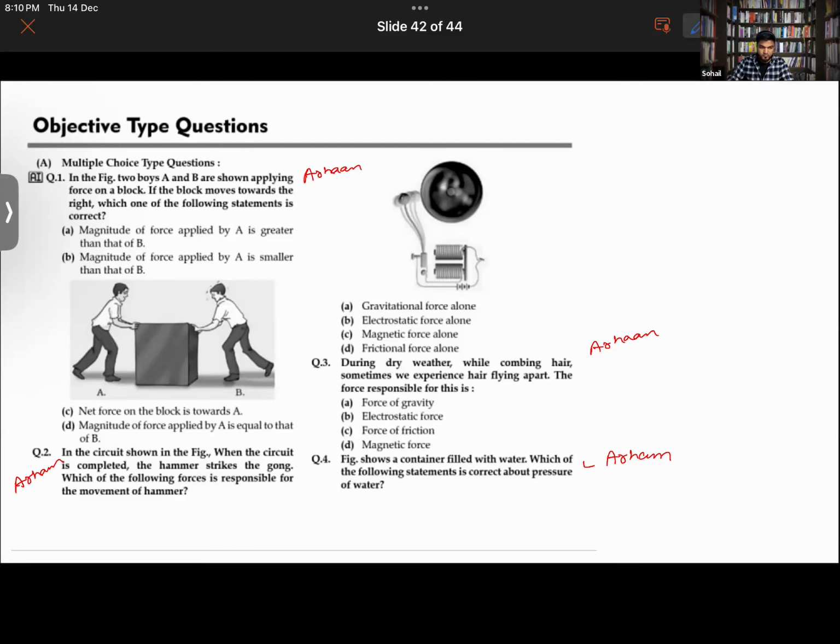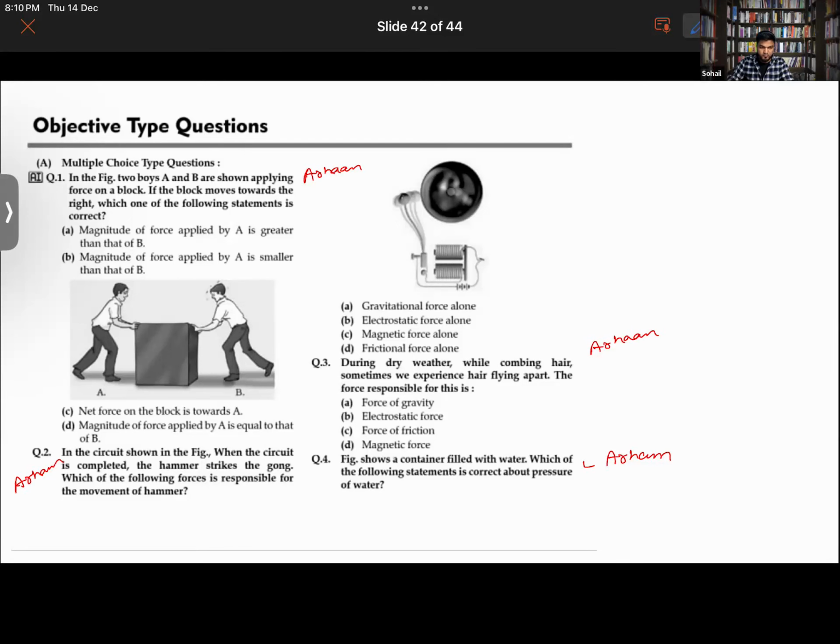Sir, it's option A. The magnitude of force applied by A is greater than that of B. Magnitude of force applied by A is greater than that of B. Correct.